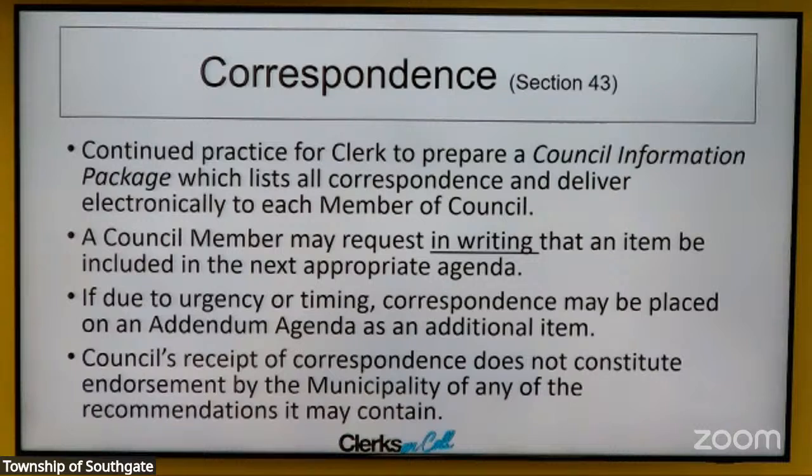And the last bullet point on this slide is a new clause that we've added to the bylaw to clarify that council's receipt of any piece of correspondence does not necessarily constitute endorsement by the municipality of any of the recommendations that the correspondence may contain or any actions that it may advocate for.